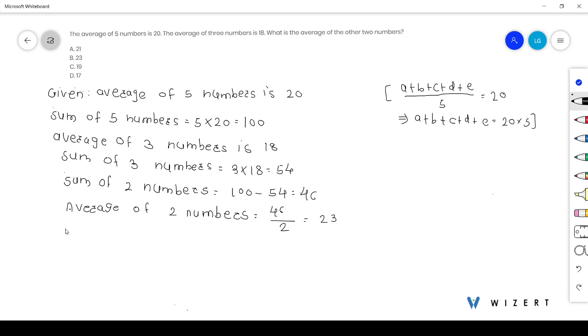Hence, the average of 2 numbers is 23. Hence our answer is 23, which is option B.